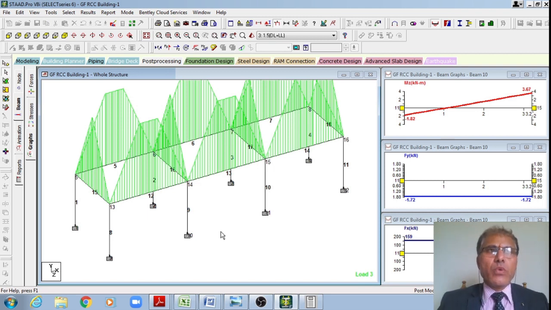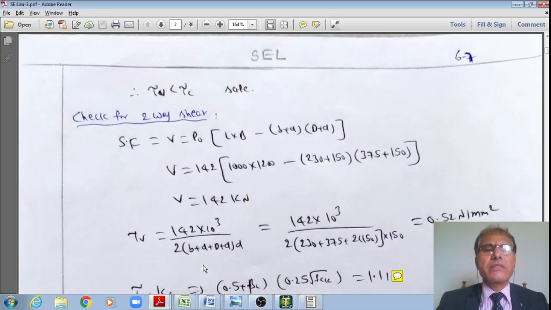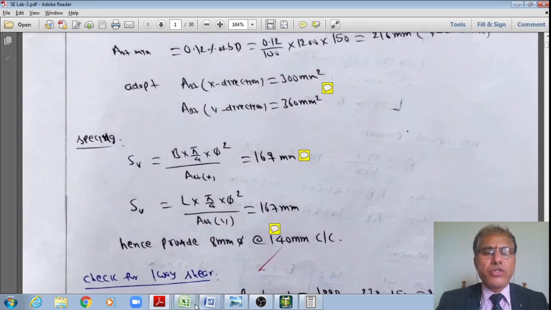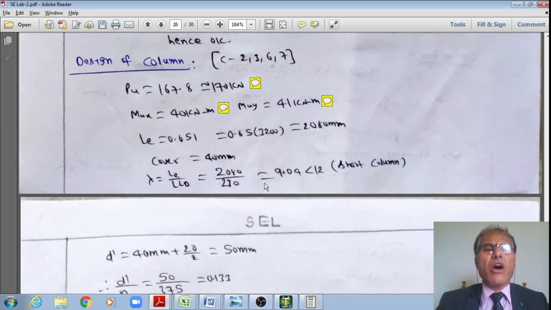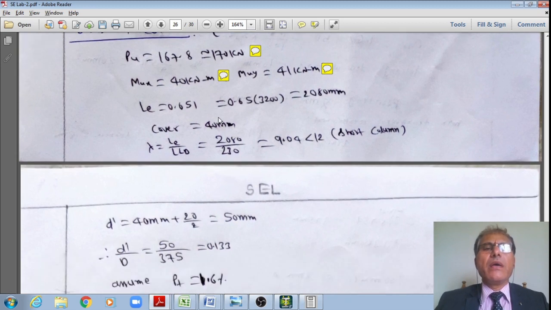There I got almost 1268 mm square, but I have provided 8 16 mm dia bars, right? Therefore that will govern the design. Let me just show that design of the column manually, right? That is how I provided. I have just initiated the column, the interior columns, right?